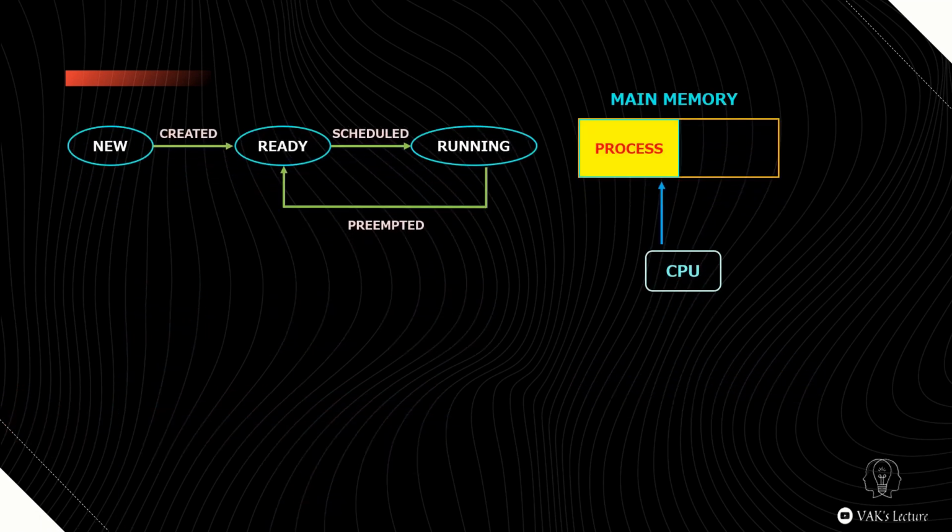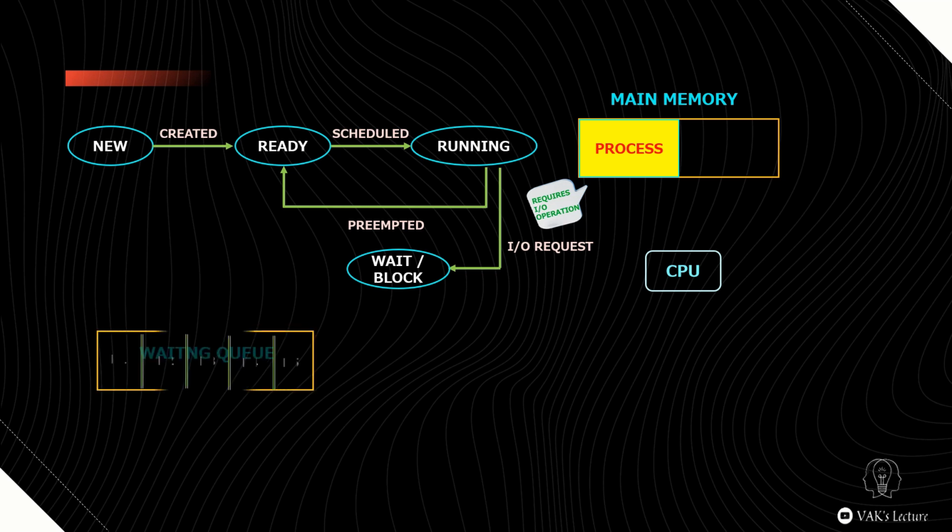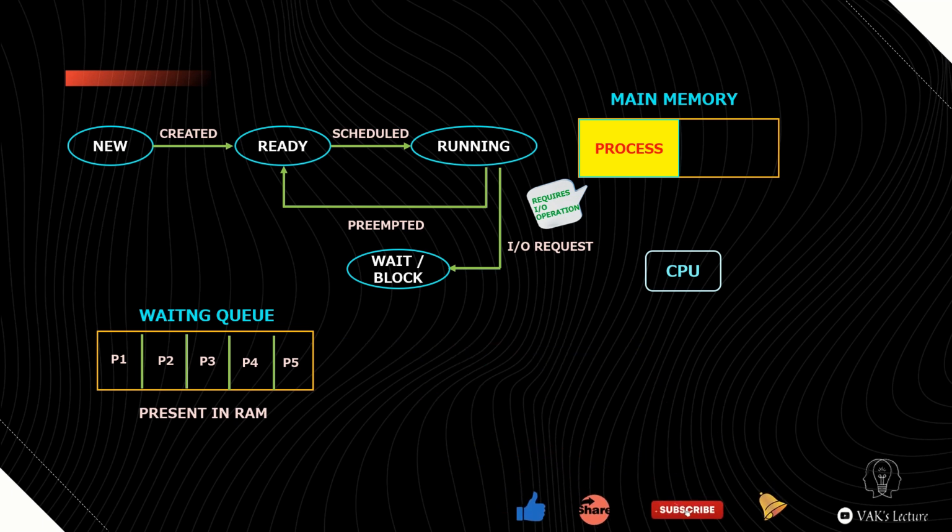Another thing is, while a process is in running state, it can require some input-output operation or some other event. The CPU cannot wait till that time, so the CPU stops the execution and the process goes into the waiting or blocked state, where it will complete the input-output operation or other required event. Here also there is a waiting queue where multiple processes are present. Processes that are in the waiting queue are present in main memory only. After completing the required operation, it cannot directly go to the running state. It has to go to the ready state, where again it will get scheduled for execution.